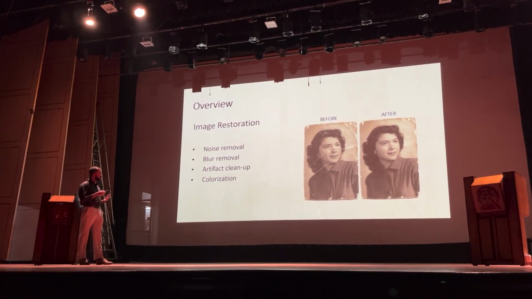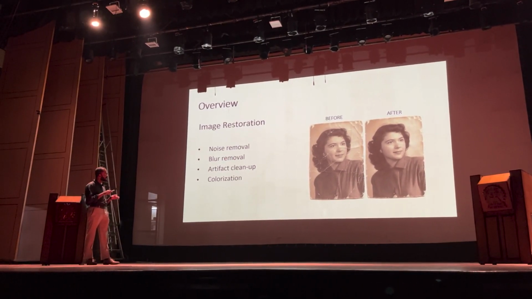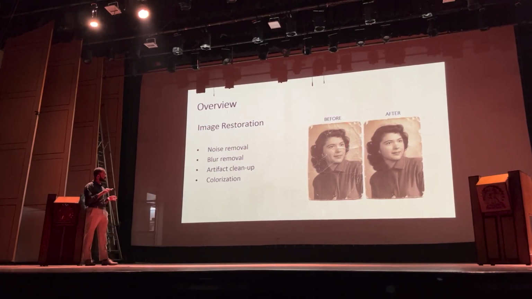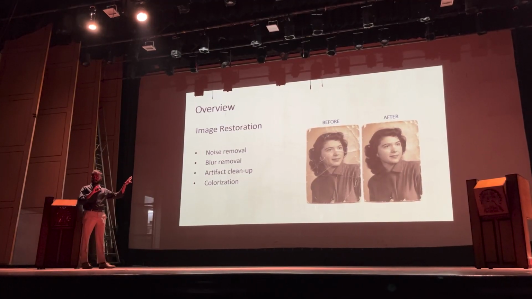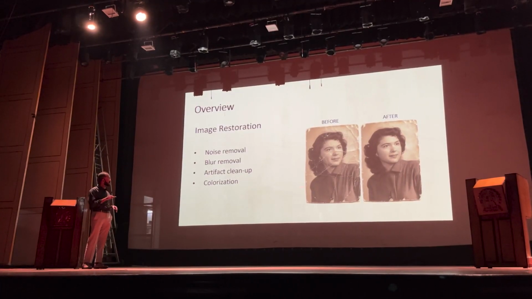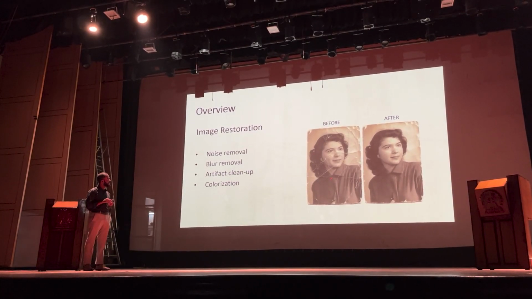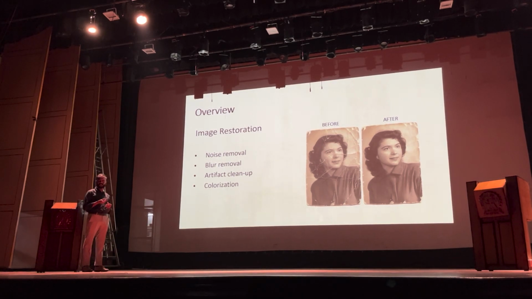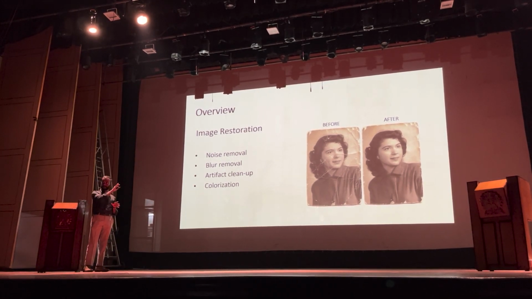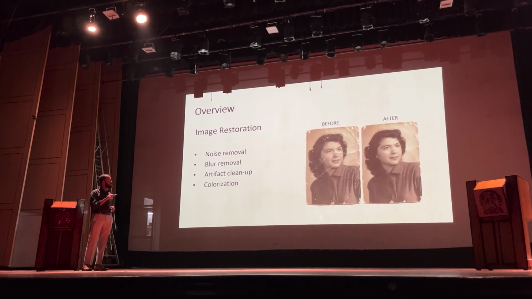Right? So you can do a lot of these techniques. So you have noise removal, which removes noise artifacts from the image. You also have blur removal, right? If you have parts of an image which are slightly blurred out, you can remove that using these techniques. You can also have artifact cleanup. So all of these crumbles that you see over here in the photo are artifacts, and you can remove all of these artifacts and get a very smooth, seamless image over here.